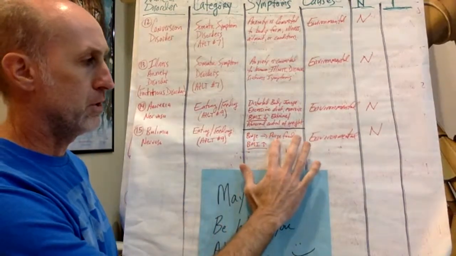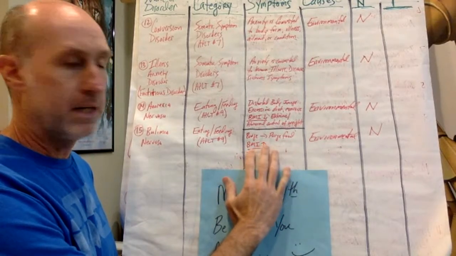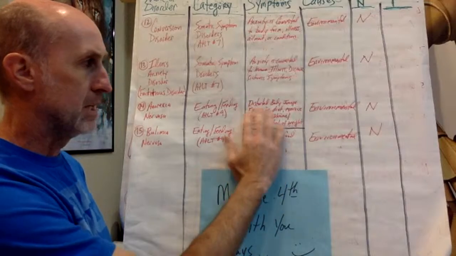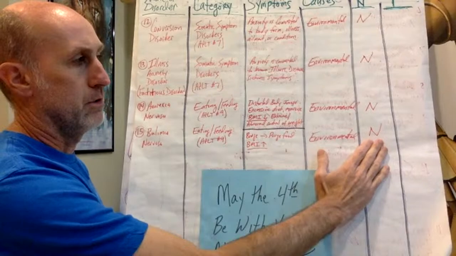So binge, purge, and then they have a normal or higher than normal BMI. And this is the distorted body image. So environmental factors again, and neurotic.